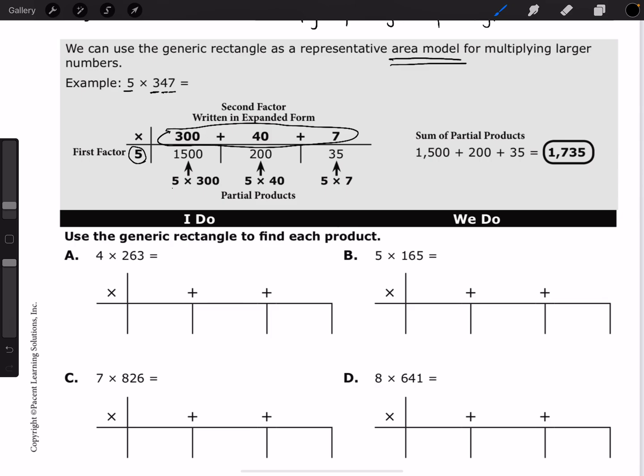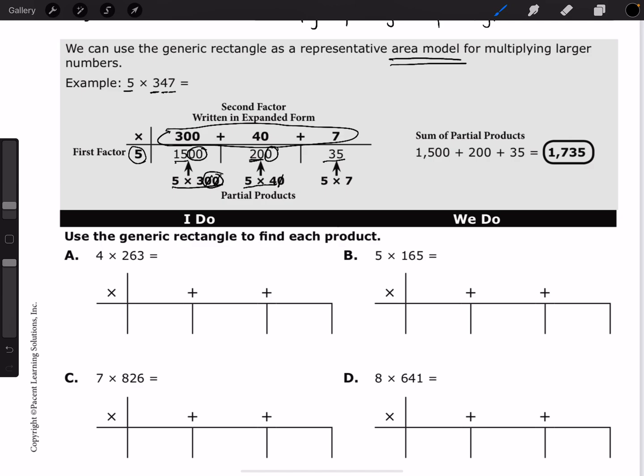We know that 5 times 300, if we take those zeros off, 5 times 3 is 15. And then because it's 1500s, we need to put those 2 zeros back on there. Now 5 times 40, take that 0 off. 5 times 4 is 20. And because it was 4 tens, we need to put that 0 back on there. So that's 200. 5 times 7, there's no zeros, so we know that that is 35.